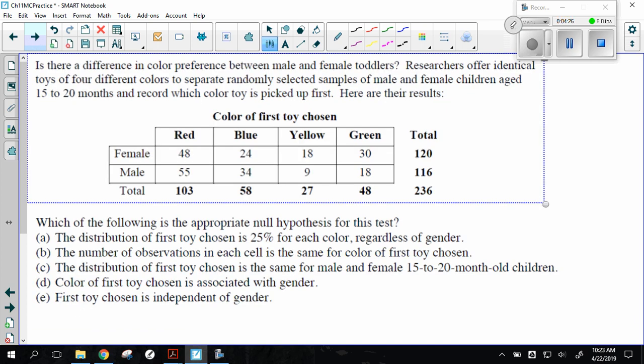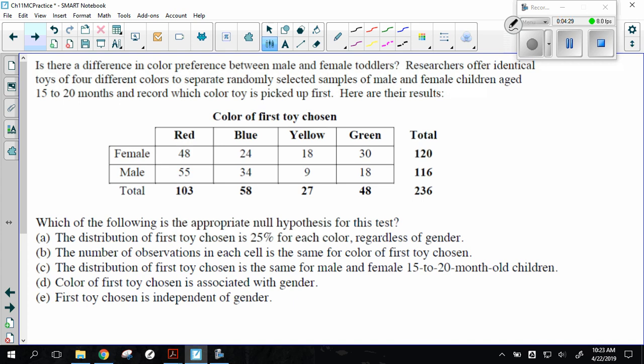Okay, we get to do something a little different now. We're wondering if there's a difference in color preference between male and female toddlers. Researchers gave identical toys of 4 different colors to randomly selected samples of male and female children aged 15 to 20 months, and they wanted to know which color toy they picked up first. Here we go. Here are the results. So it looks like we have a 2-way table here. Which of the following is the null hypothesis for this test?